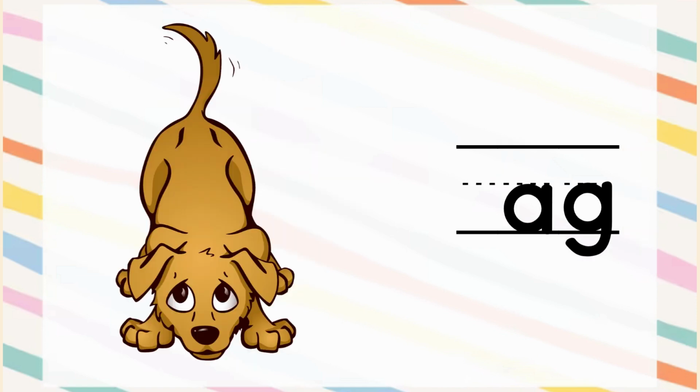The next picture is of a dog and his tail is wagging. So what do you hear as the first sound of the letter? W, ag, wag. Well done. W.